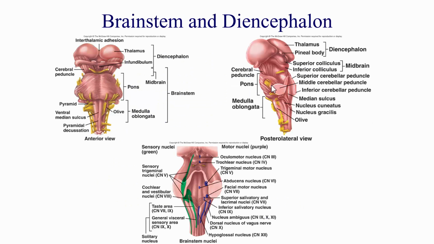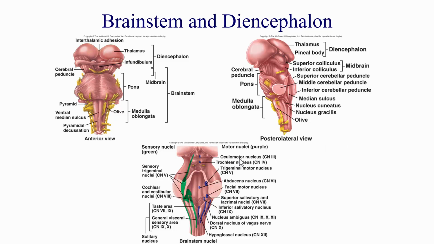Okay. And again, we can see some of the cranial nerves. And some of the parts again, we have the diencephalon with the thalamus and the pineal body or pineal gland. The midbrain contains the superior colliculus and inferior colliculus. Then we have the superior cerebral peduncle and the middle cerebral peduncle and inferior cerebral peduncles. And that is found in the pons. And within the medulla oblongata, we have the nucleus cuneatus and the nucleus gracilis and the olive.